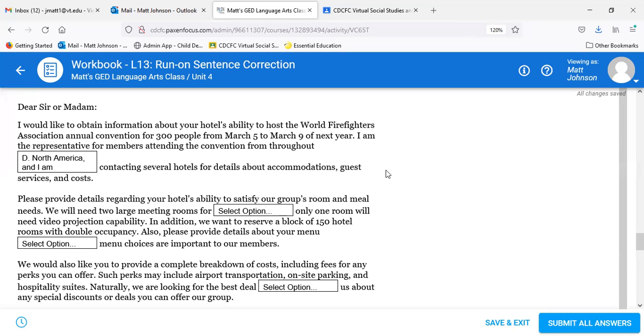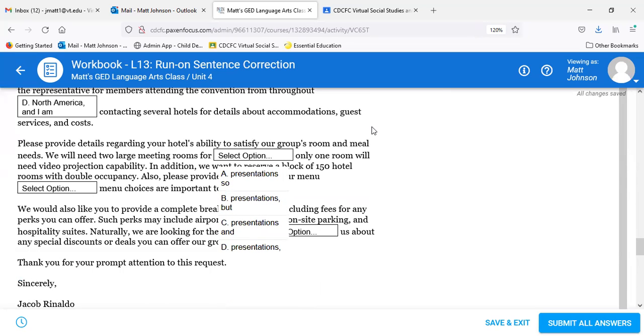Please provide details regarding your hotel's ability to satisfy our group's room and meal needs. We will need 2 large meeting rooms for presentations, but only 1 room will need video projection capability.